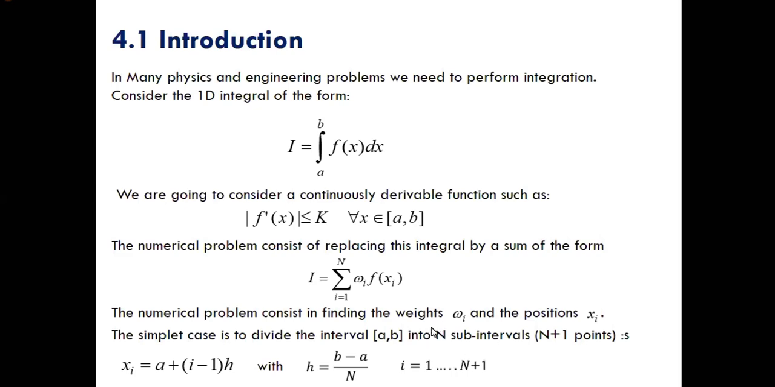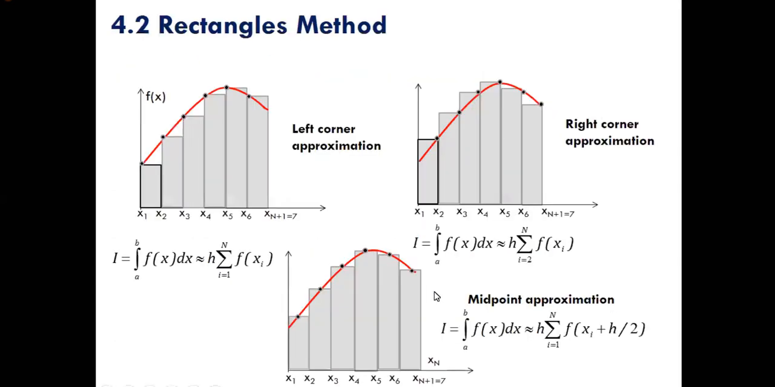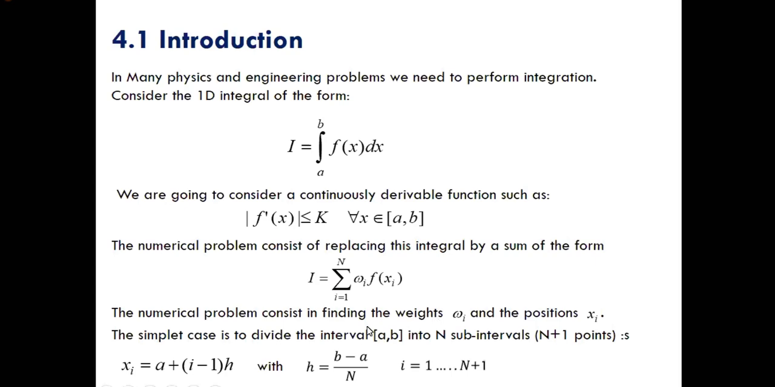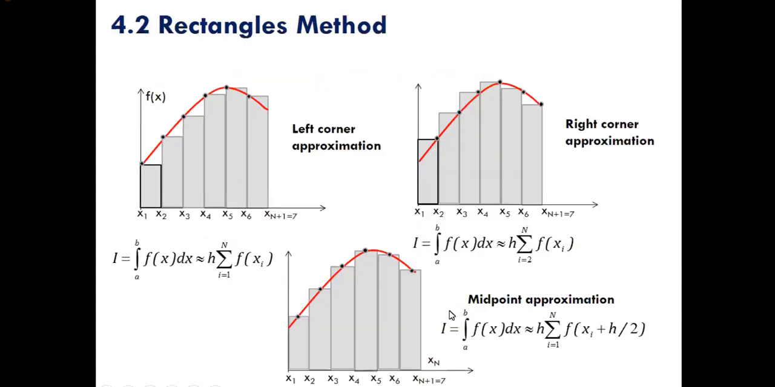Last time I used capital N as being the number of points. Here I will use capital N as being the number of sub-intervals. So if you have N sub-intervals, you have N plus 1 points. It's the same thing: if you have N points, you have N minus 1 sub-intervals. It's just like having h equal b minus a over N, and not N minus 1 here. The number of points will go till N plus 1.